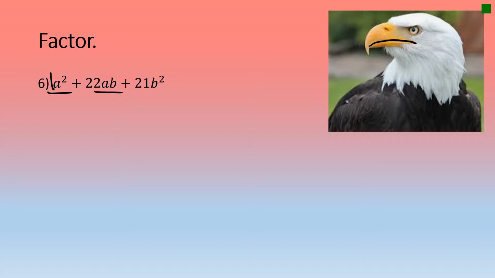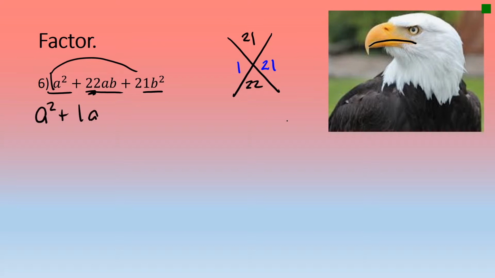3 terms, 1, 2, 3, no GCF, so I'm going to go to the big X. 21, looking for 21, that adds up to 22. My numbers are going to be 1 and 21. And that by 22 on the bottom is what I meant, 22. Whoops, I'll just erase that because that looks bad. 22, looking for this middle number. So I have a squared plus 1ab. Remember, you got to include both the variables. Plus 21ab plus 21b squared.